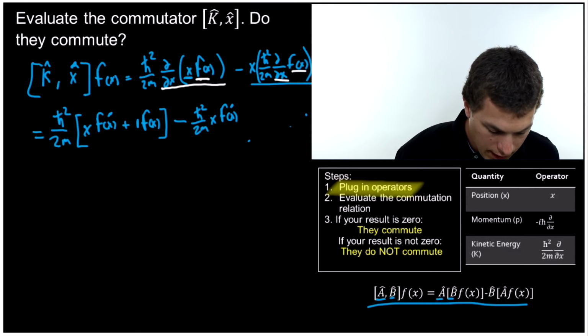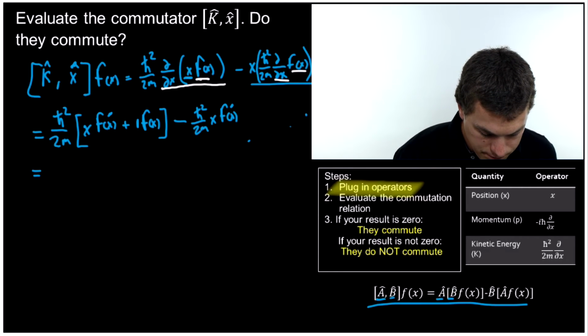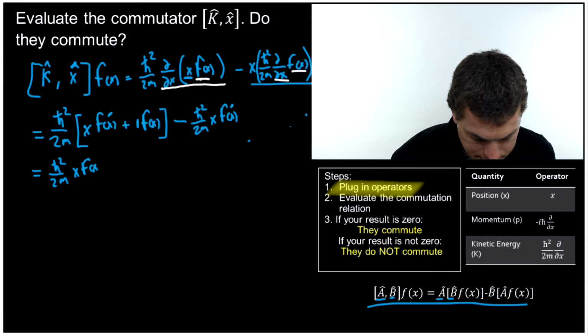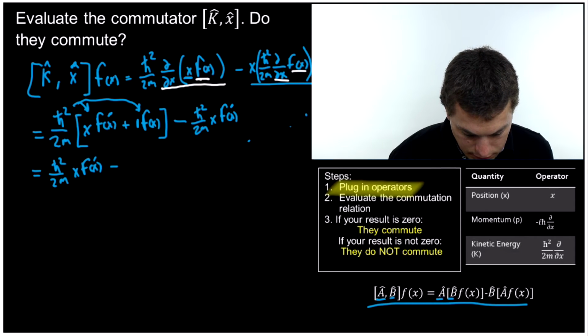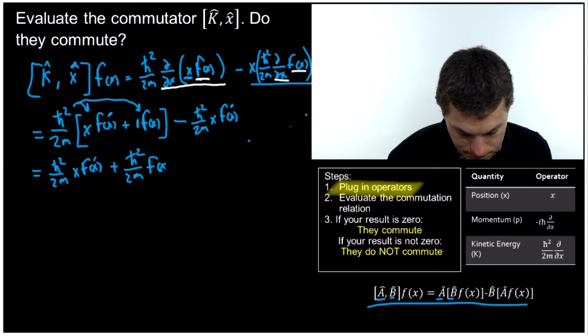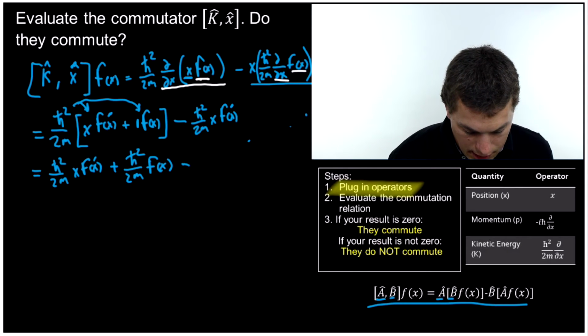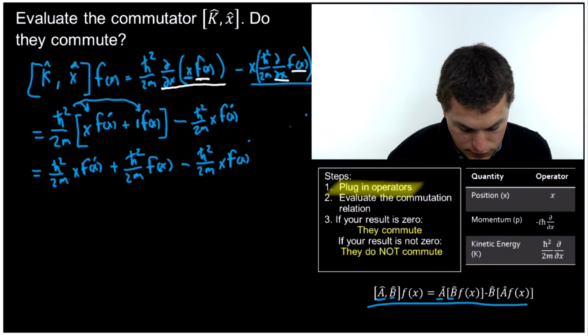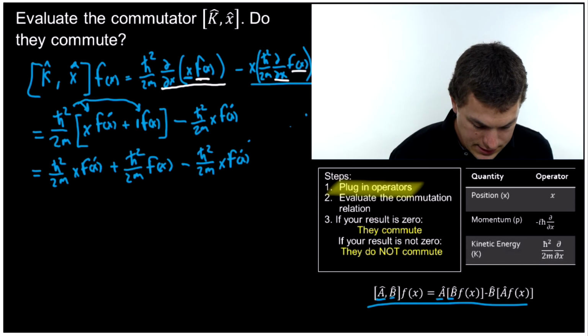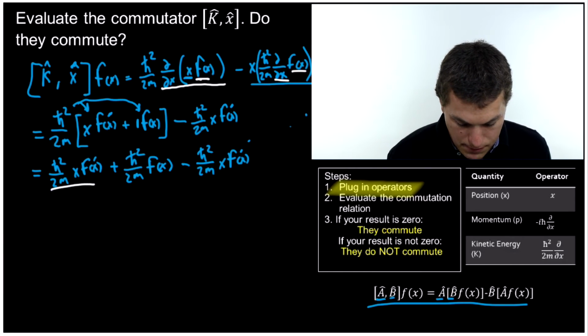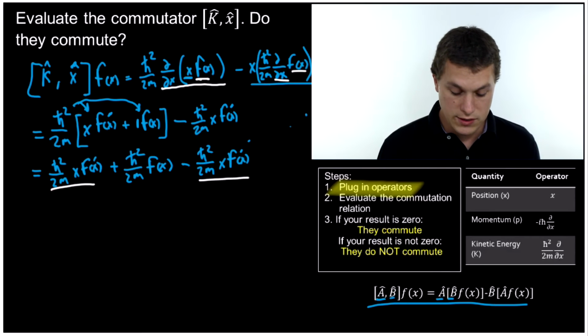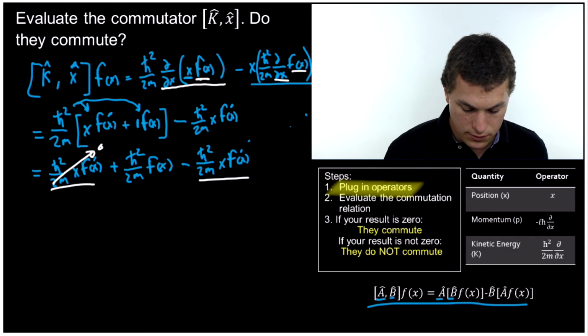Well, I can go ahead and distribute my h bar squared over 2m, x f prime of x. So there I'm distributing it to this guy, and then I'm going to distribute it to this guy, plus h bar squared over 2m f of x. And then that's all minus h bar squared over 2m x times f of x prime. That's one of our derivatives. Notice that this guy and this guy match. So one's positive and one's negative, and that means these guys cancel out to 0.